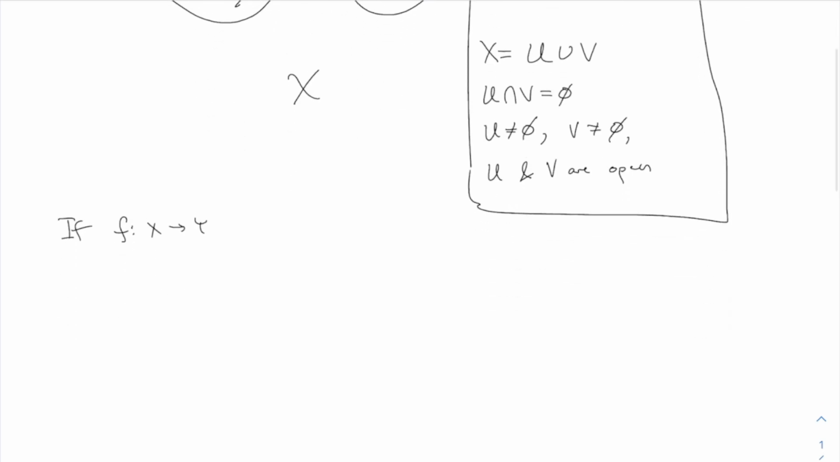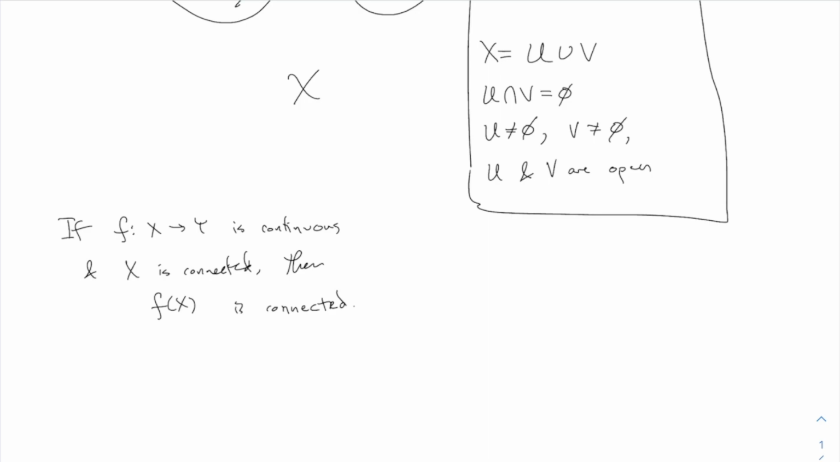What I wanted to talk about this time is the idea of a continuous function and a connected set. If f from X to Y is continuous and X is connected, then f of X, the image of the set or the range of the function, is also connected. This is my goal for today, and it won't take the whole time. If the domain is connected, then the range of a continuous function is also connected.